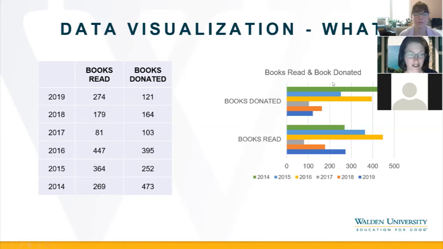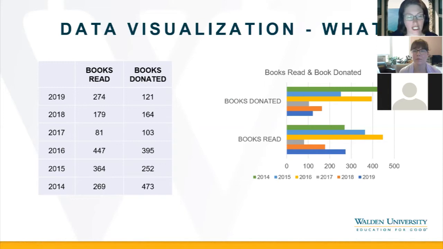This is the default chart on the right that Excel suggests. It separates the number of books donated each year from the number of books read each year. I'm going to give you a few seconds to look at this chart and think about why this might not be the best chart for us to use, or how we can make it better.